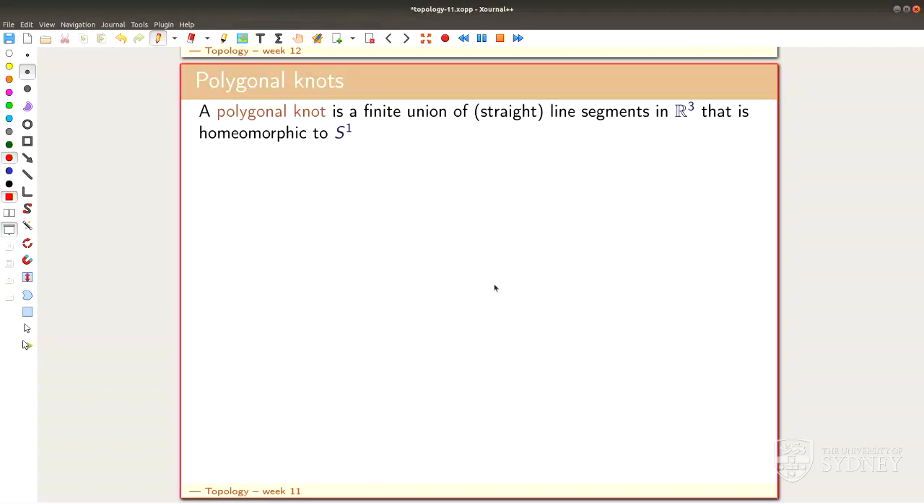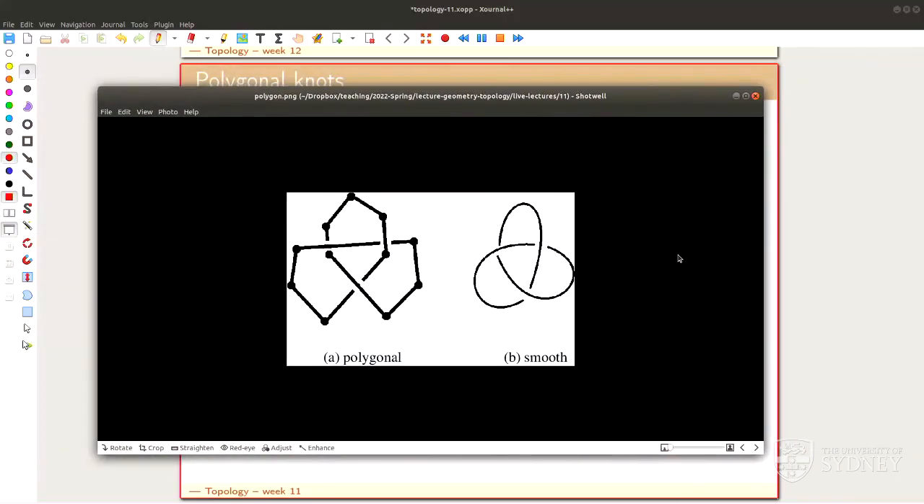A polygon knot is just, well, I show you several pictures. It's exactly this one here. It has finitely many vertices, and between the vertices there's a straight line segment. That's a polygon knot. And of course, it's a combinatorial version of the pictures I showed you before. And in fact, essentially everything you can draw has some polygonal form.